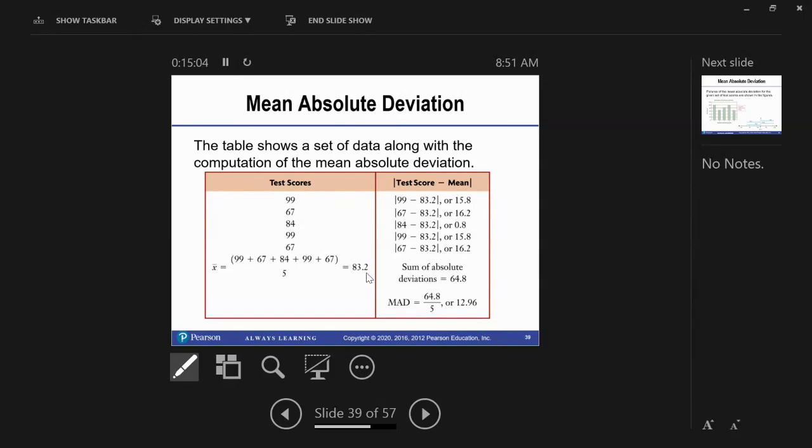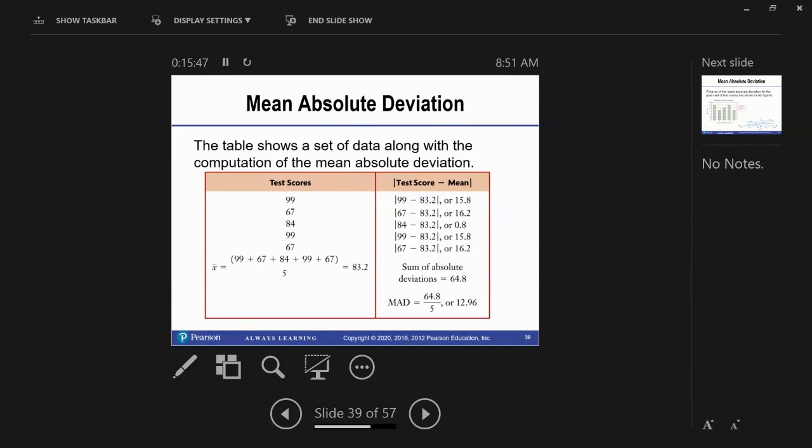So now to find the mean absolute deviation, you're going to go through and say, okay, how far away from my mean is 99? So 99 minus 83.2 is 15.8. Then you do that for the next test score. This one is on the other side of 83.2 though, so we don't want to have a negative. That's why we're taking the absolute value. That's the distance of 16.2. The 84 is really close to 83, so that's just a difference of 0.8. And then from 99, that's a difference of 15.8. And then finally, 67 is a difference of 16.2.